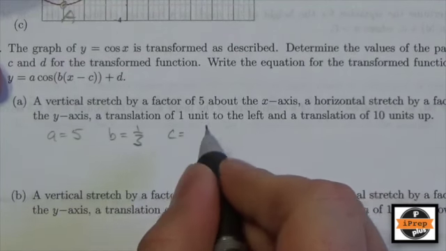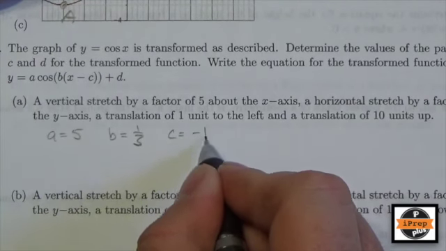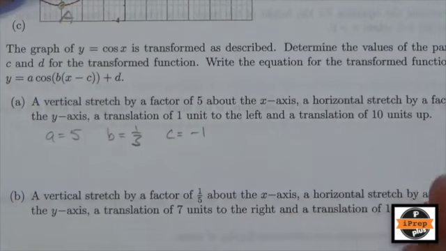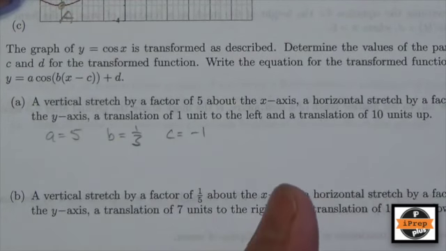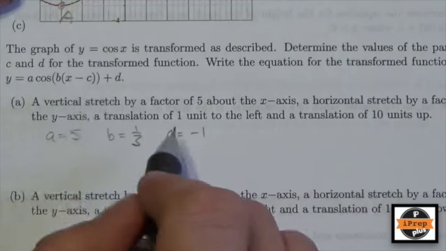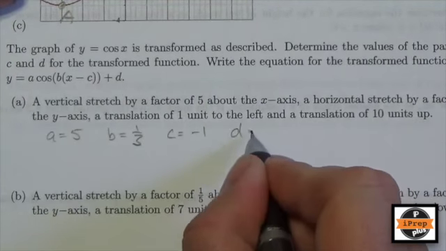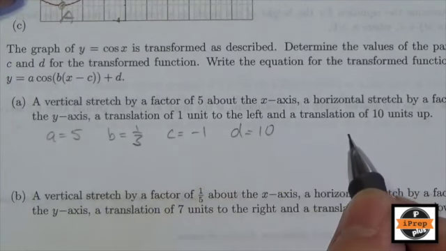Translation of 1 unit to the left. Now, bear in mind how this works. This means c is going to be -1. Now, I know people are going to say, wait a minute, shouldn't it be the opposite sign? And yeah, it will end up being the opposite sign. Remember that when you write the equation, there should be a subtraction in there, and they're going to cancel. And a translation 10 units up means d is going to be equal to 10.